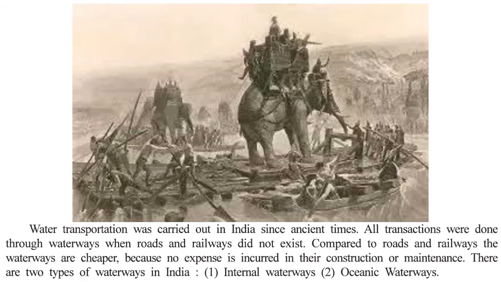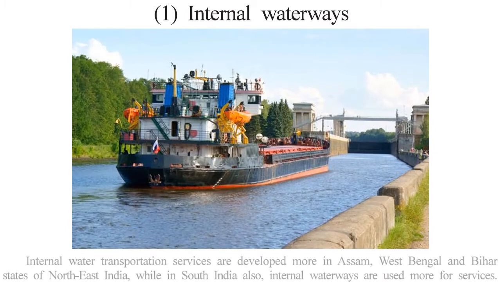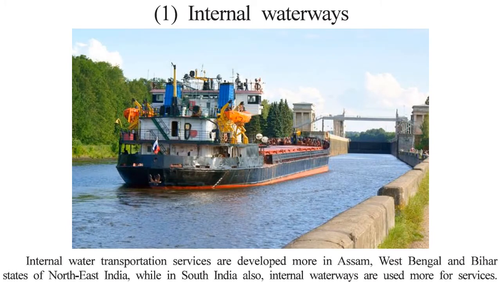Rivers flow naturally, and using the river flows, we can transport our goods and services and people and all those things. There are basically two types of waterways in India. Number one is the internal waterways, and number two are the oceanic waterways. We will start with the first one, that is internal waterways. Internal waterways are developed more in Assam, West Bengal, and Bihar states of northeast India, while in South India, internal waterways are used more for services.